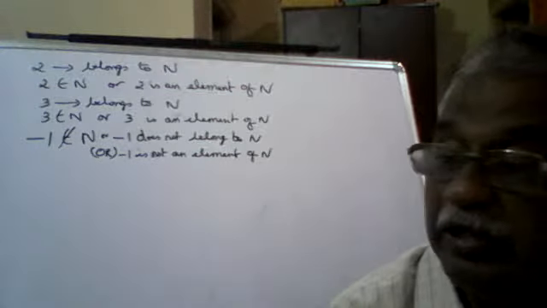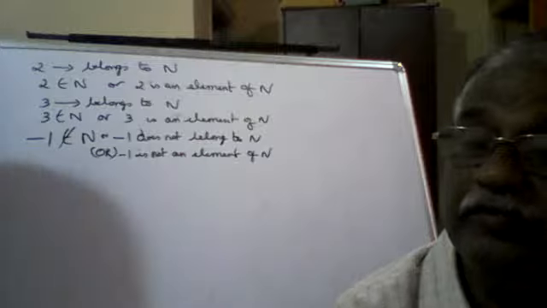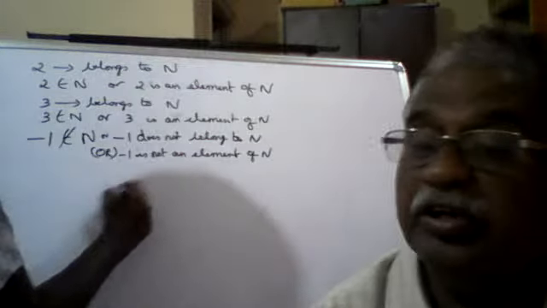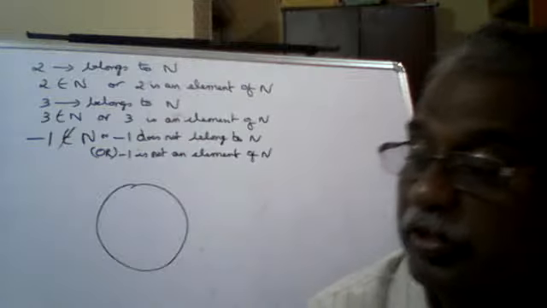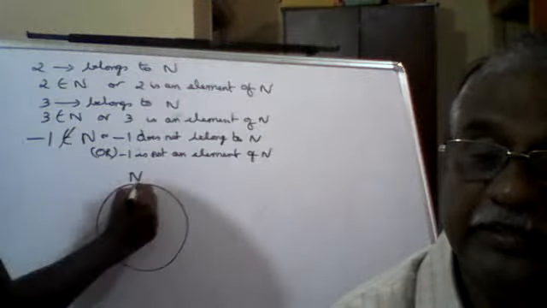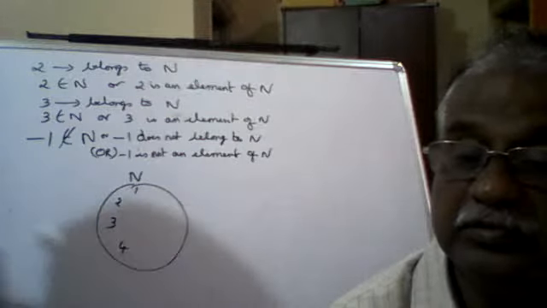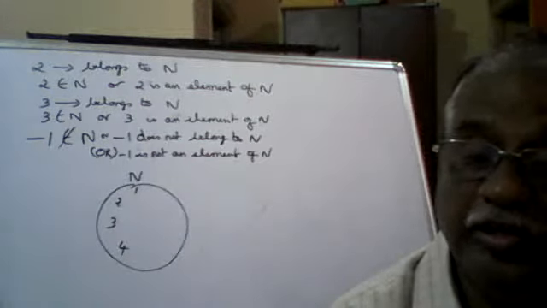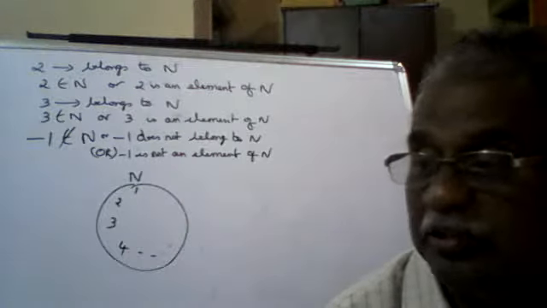And remember, -1 is not an element of N. 0 is not an element of N. Any fraction is not an element of N. Put capital N on the top, and write 1, 2, 3 inside, then dots. So this is the first one, Roman numeral 1.